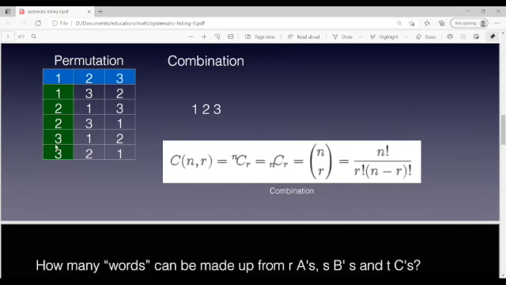So you can see the difference between permutation and combination. Permutation order matters, so you have all of these numbers listed out in different orders. But combination is just any order is fine. It's just the objects.